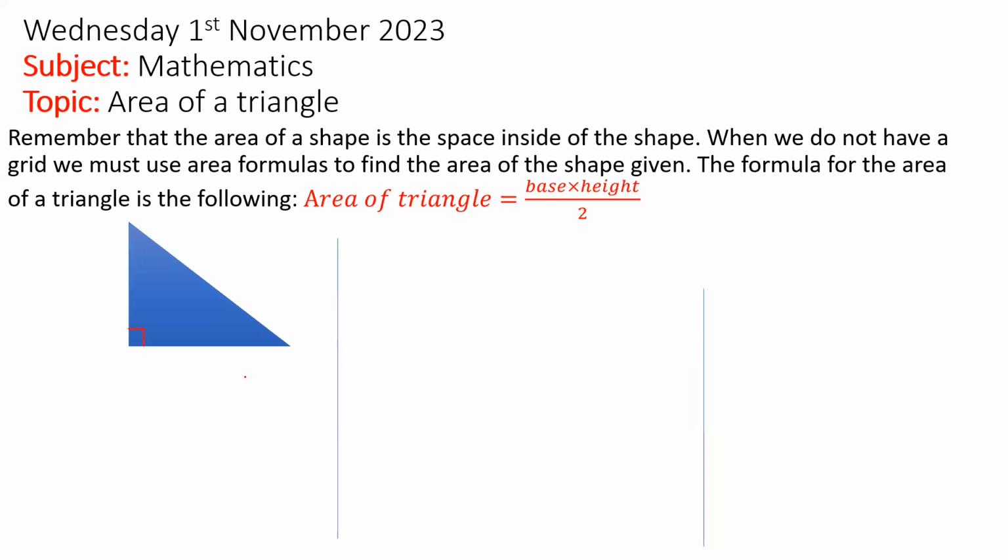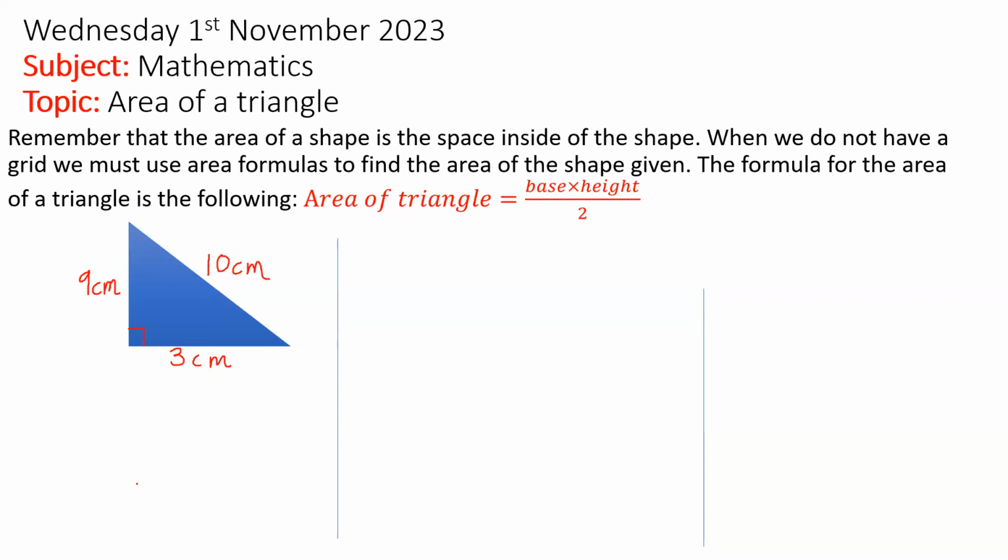So this is a right triangle. Let's say this side here is 9 centimeters, and this is 3 centimeters. And let's say this is 4 centimeters. Well, that can't be right because the hypotenuse is always longer. So I say that this is 10 centimeters. Now, this is the triangle.